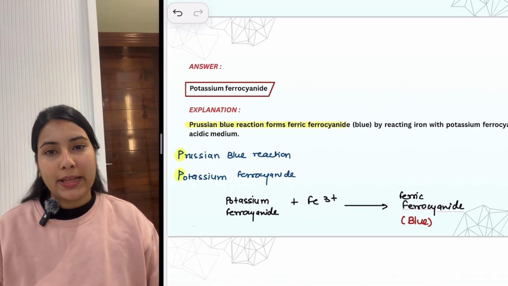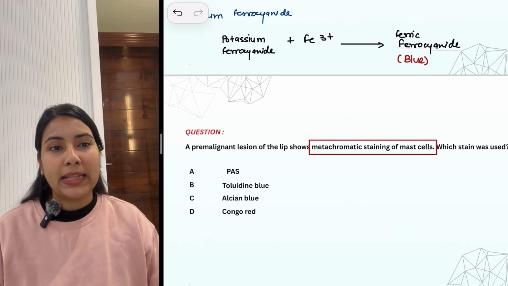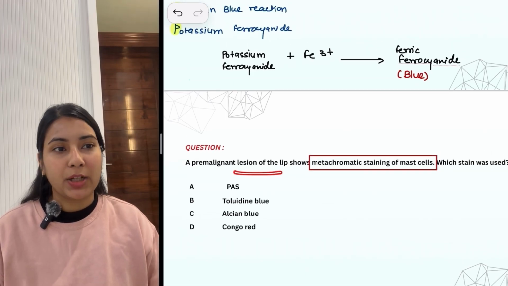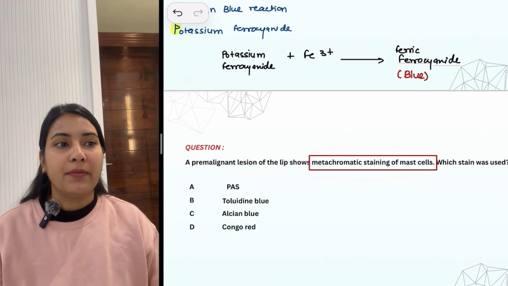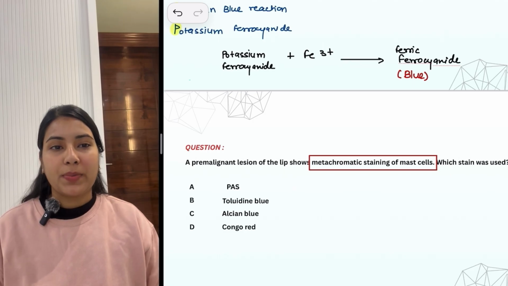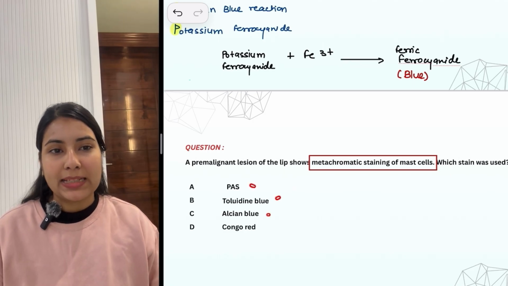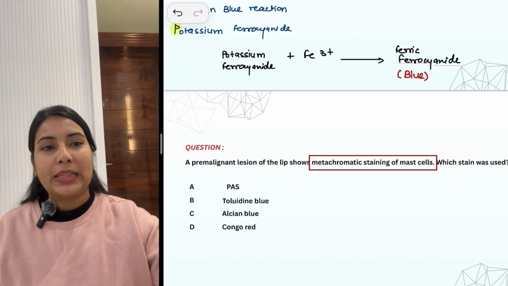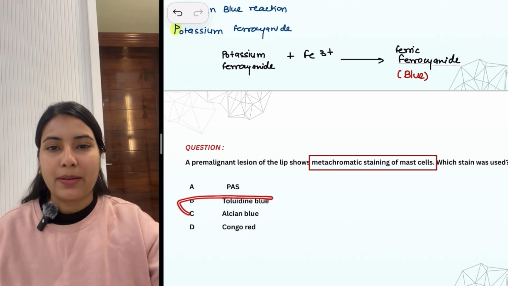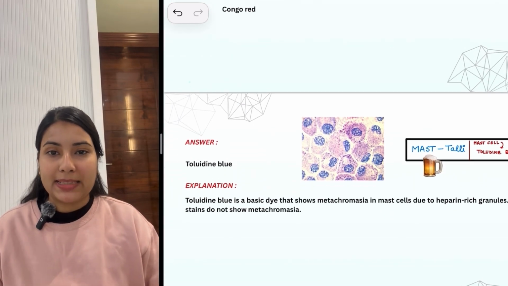Now moving on to the next question. A pre-malignant lesion of the lip shows metachromatic staining of mast cells. Which stain was used? Your options are PAS, toluidine blue, Alcian blue, Congo red. So the answer here is toluidine blue. It is the metachromatic stain which is used for the mast cells.